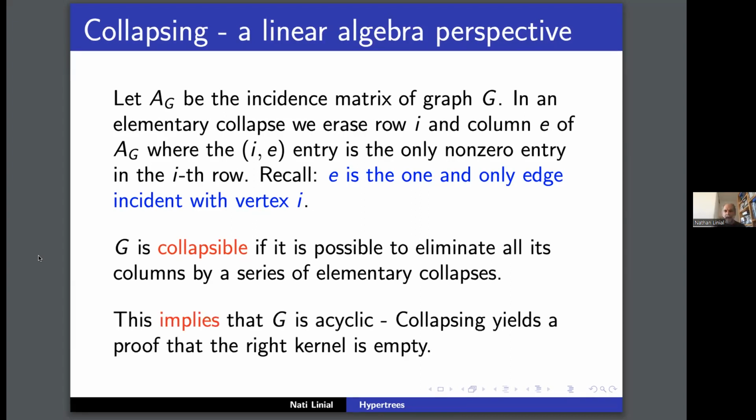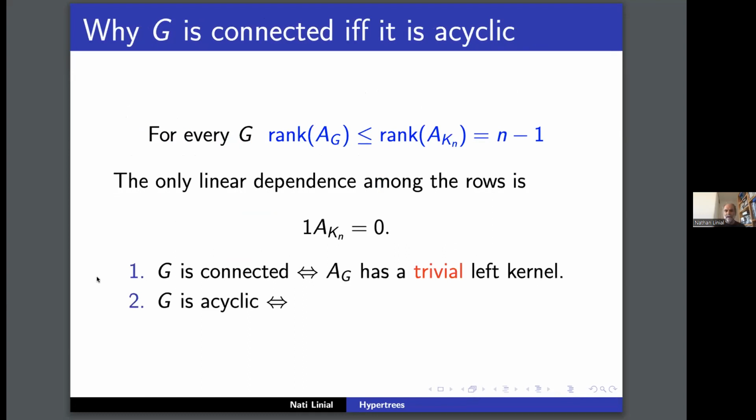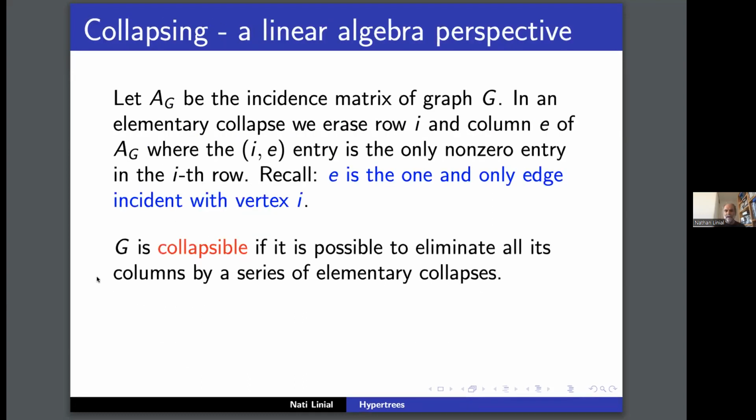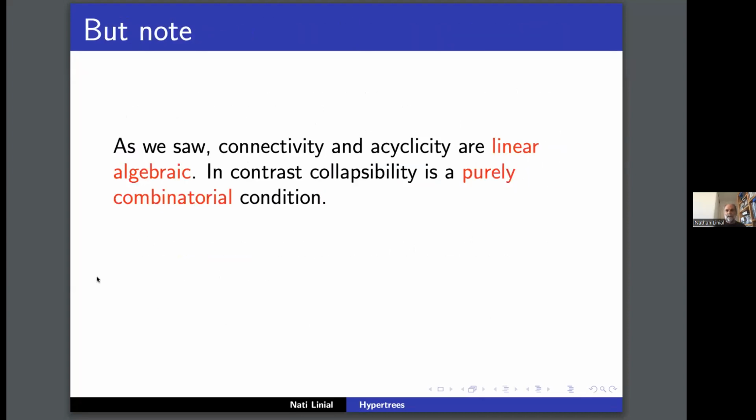And you can see, therefore, that collapsibility implies acyclicity. Coming back to this notion that the n-1 columns are linearly independent, the point is, if I have a single 1 in a row, then the corresponding column cannot participate in any linear dependence. There is nothing to zero out that single ±1. So if there is a linear dependence, it's not going to participate in it. So we might as well eliminate it and continue. Okay, so this shows that collapsibility implies acyclicity, and this goes the other way around. These are all very simple facts.